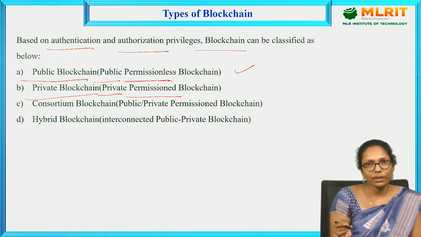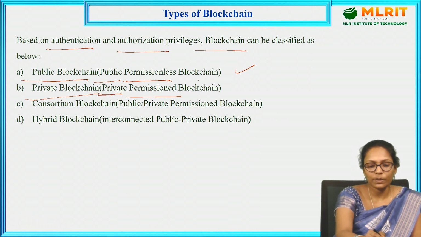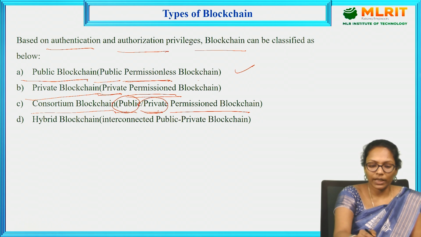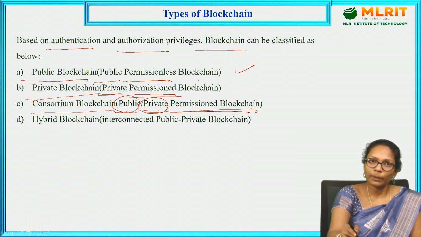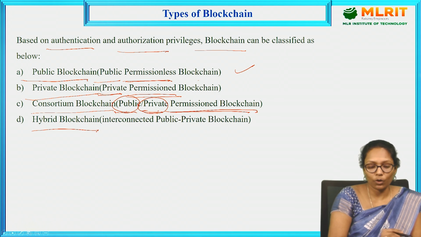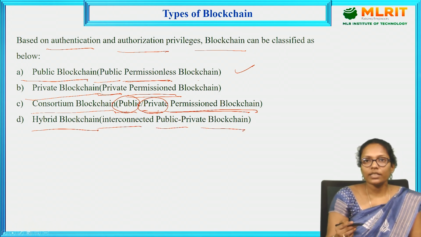That means if it is private and I want to join the network, I need to take permission from a central authority. That's why it is also called private permissioned blockchain. Next is the consortium blockchain, also called public or private permissioned blockchain. It combines the features of public as well as private, but it is actually a permissioned blockchain only. Coming to the last one, the hybrid blockchain is an interconnected public-private blockchain. We'll discuss all these one by one.